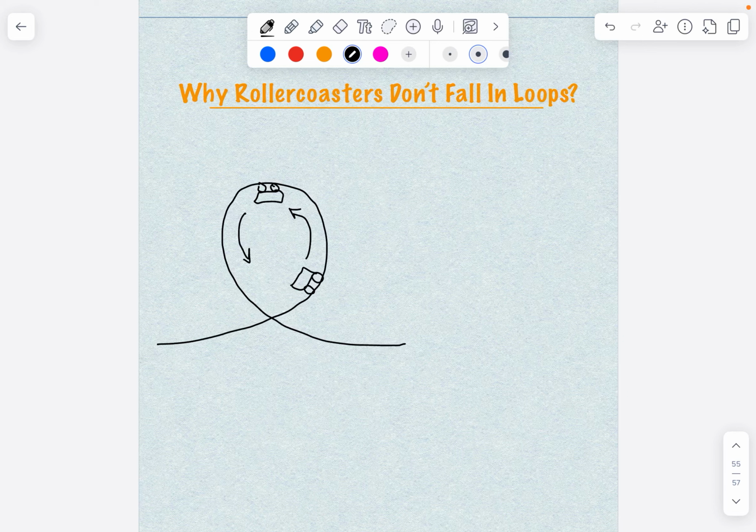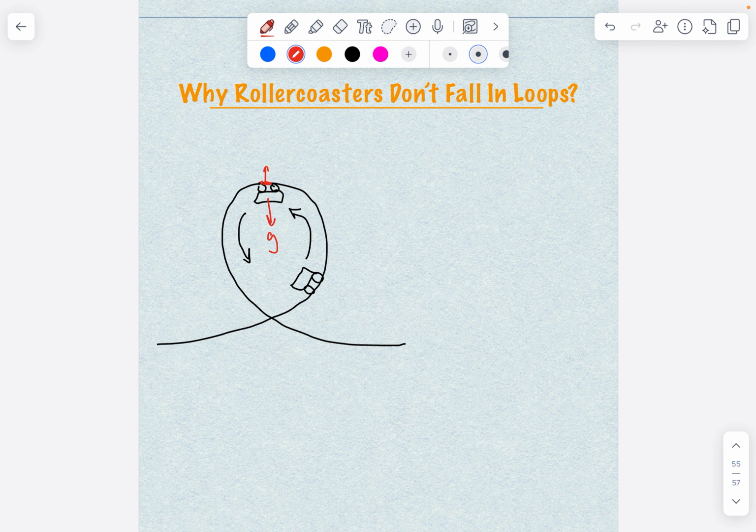Why roller coasters don't fall when they are at the top of the loop. So at the top of the loop, the cart has a force of gravity that points towards the center of the loop, right? And there is nothing really holding it up here, pointing in this direction.